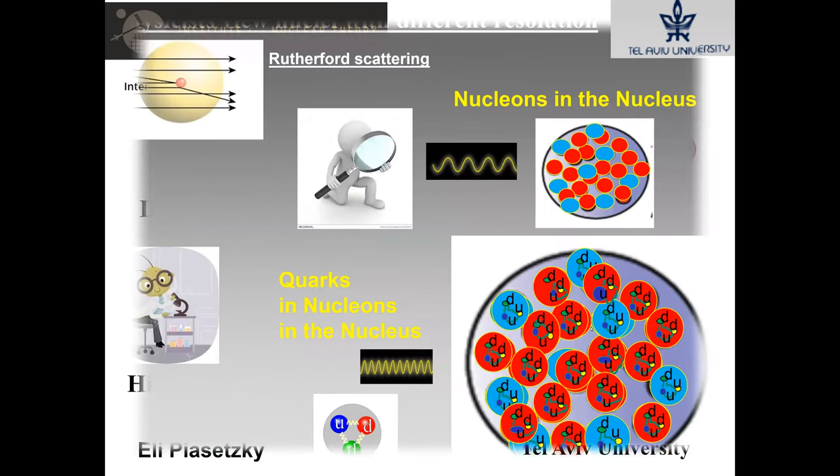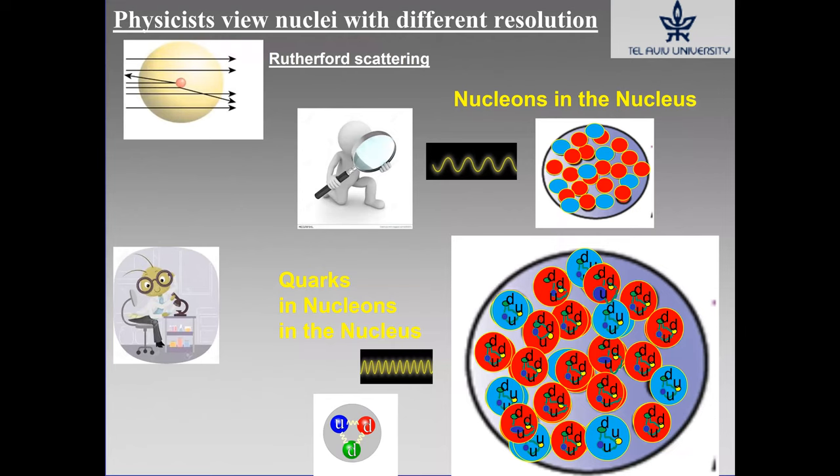Okay, so as we all know, if you look at a composite system, what you see depends on your resolution. When Rutherford scattered alpha particles, you didn't see the nucleus at all. There's no idea what's inside and how it's built. If you increase the resolution, for example, go with electrons under 10 MeV, you can see that the nucleus is made of nucleons. And if you further increase the resolution, you can see that the nucleons are made of quarks and gluons.